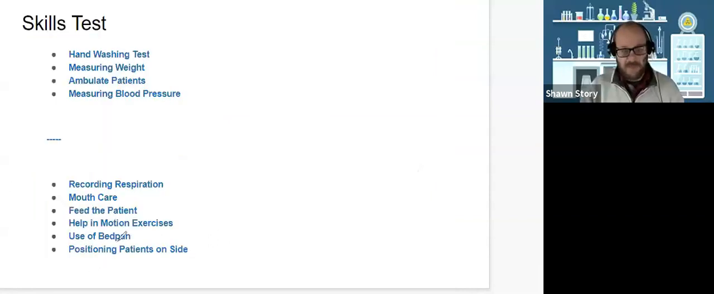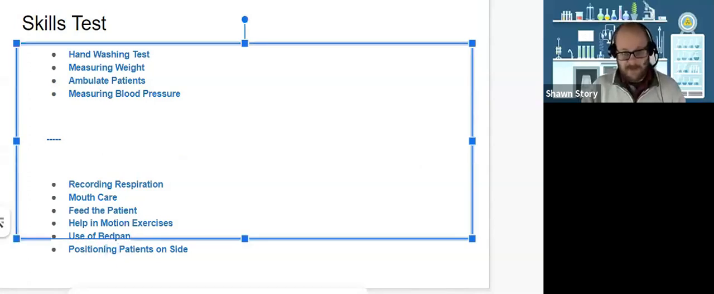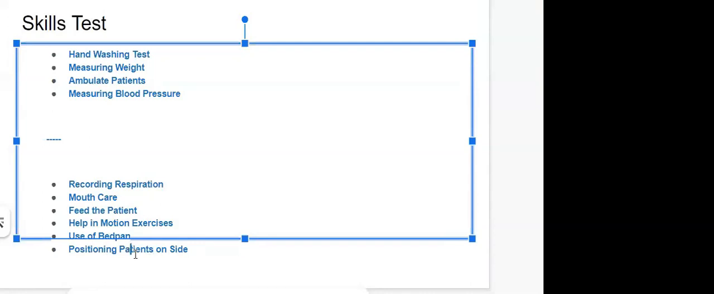All right, so that was using a bedpan. We got one more, the last one, which we saw a little bit, was this idea of positioning a patient on its side and turning him over. And this will be our last video for today. So let's get it done.